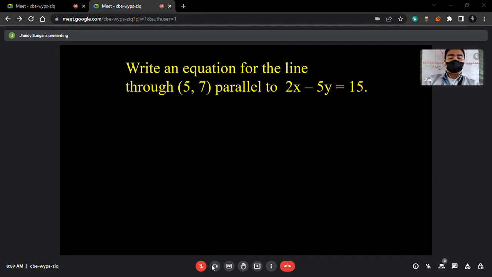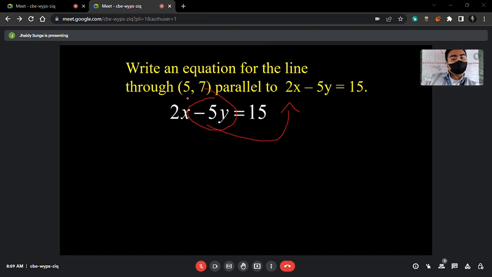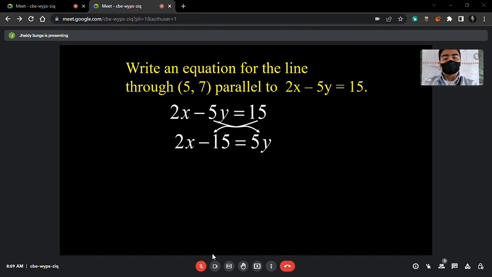Alright, so your given is 2x minus 5y is equal to 15. What we're going to do here first is to alternate the places of these two. Why? You know the y term that you have is negative, so you just change places. It will become 2x minus 15 is equal to 5y, isn't it?